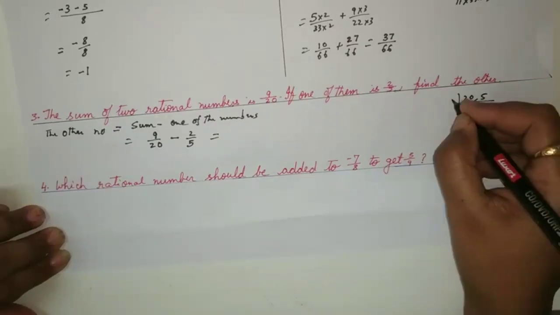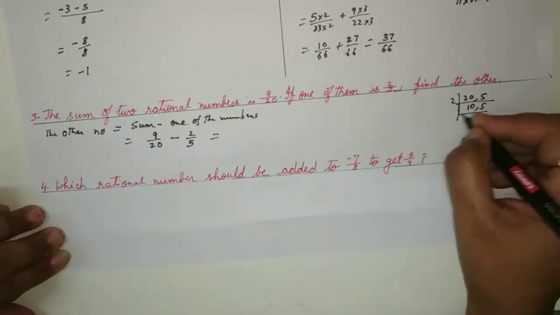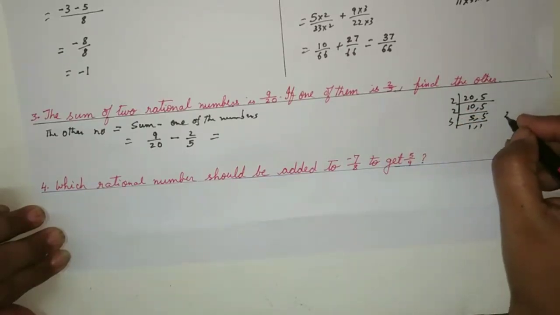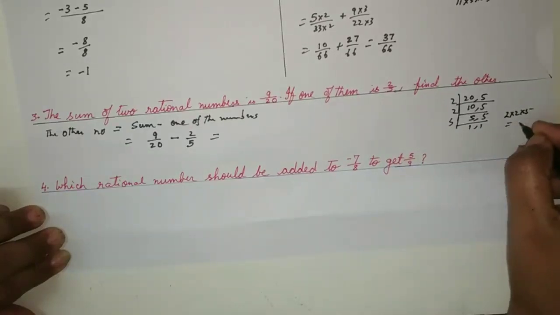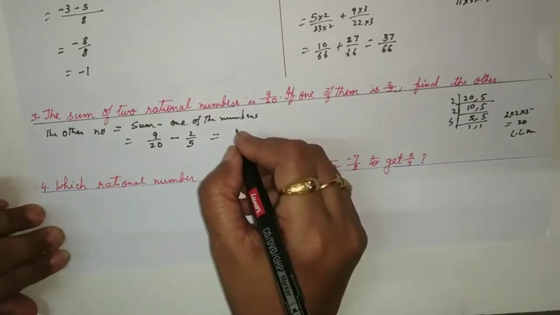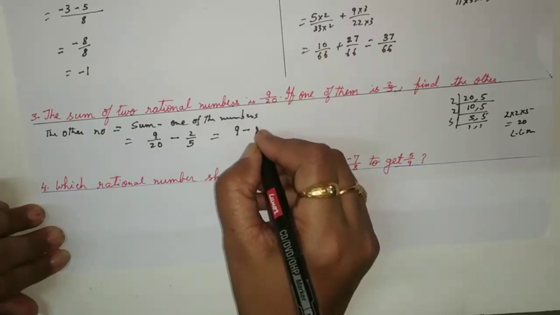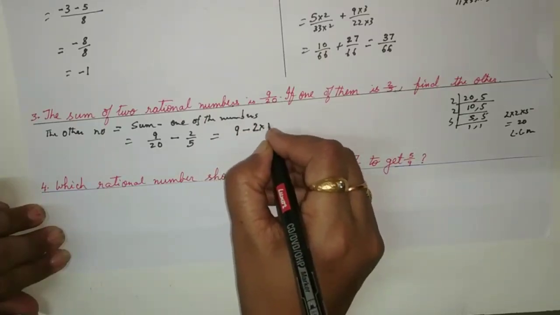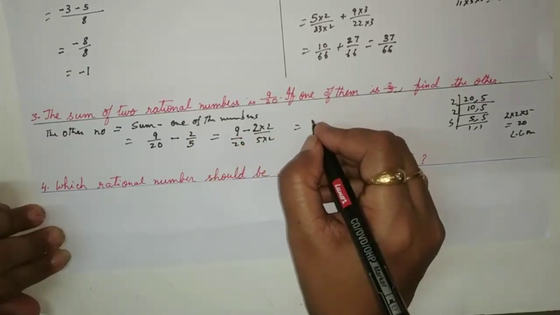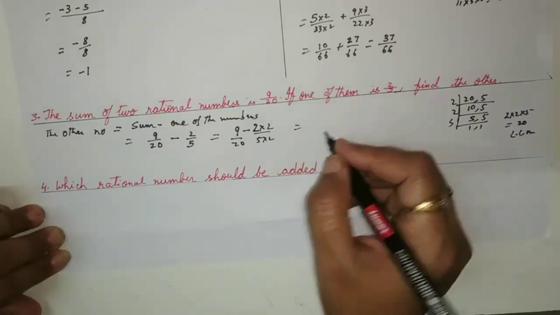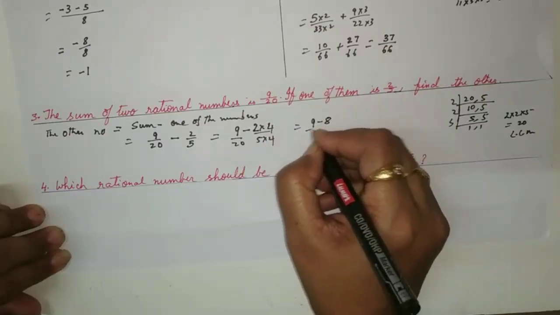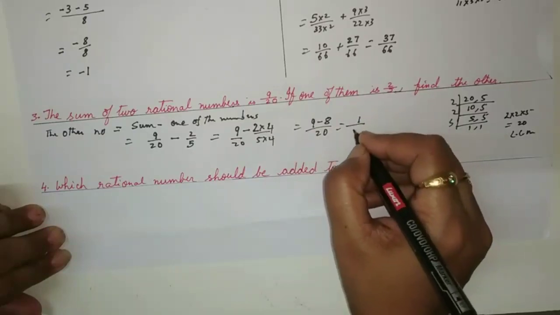20 and 5 is 2, 10, 5. Again 2, 5, 5. Again 5. It is 1, 1. So 2 into 2 into 5 is equal to 20. This is the LCM. So your answer will be 9 minus 2 into 2 over 5 into 2, that is 4. So 9 minus 8 by 20 is equal to 1 by 20.